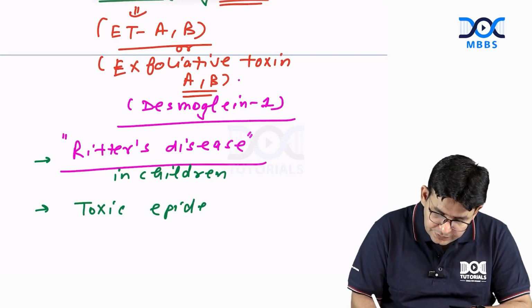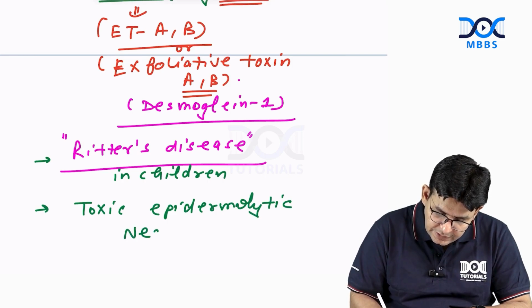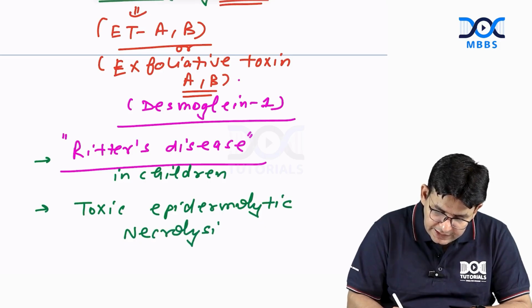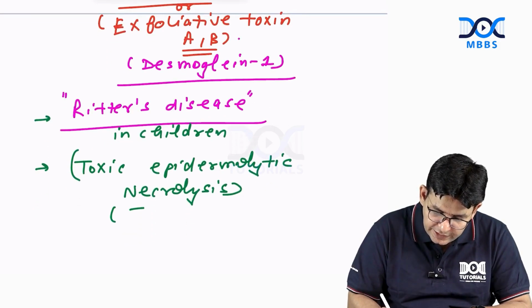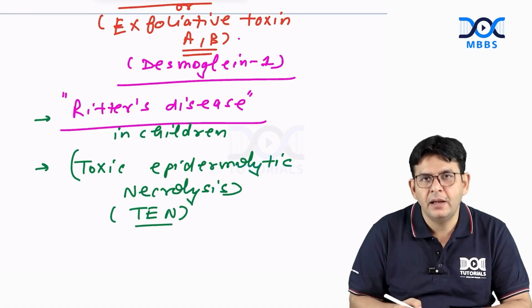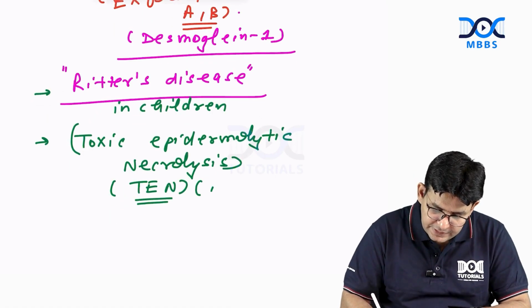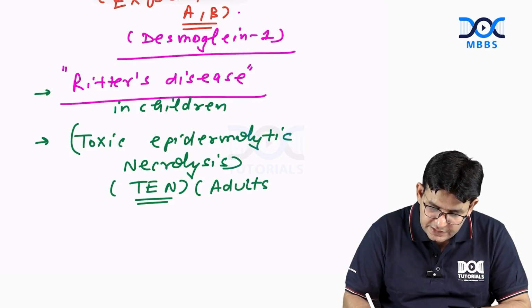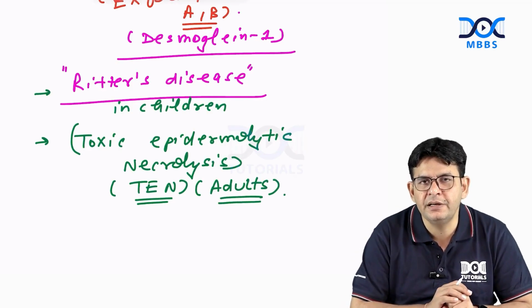epidermolytic necrolysis. Okay, this is also termed as what? Toxic epidermolytic necrolysis. In short, you can call it as 10. And this 10 happens to be in adults, but definitely this is controversial.